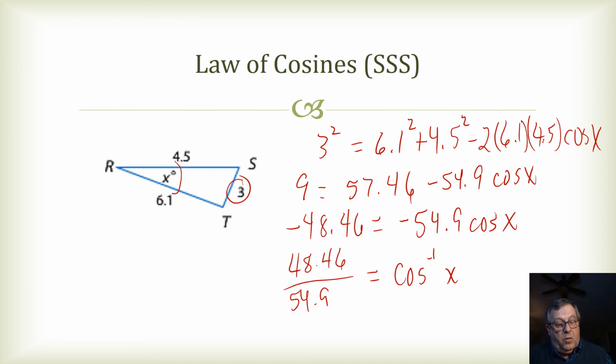So again, I'm going to press second cosine so I can use my inverse cosine function. I'm going to enter 48.46 divided by 54.9, close my parentheses off, and round this to the nearest degree. It's 28.03, so we're going to round that to 28. And so x is approximately 28 degrees.